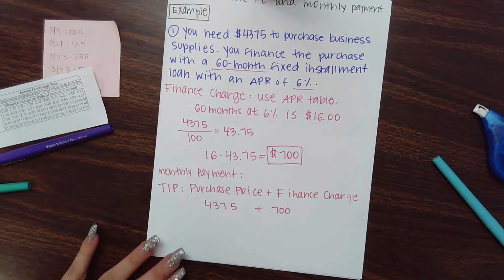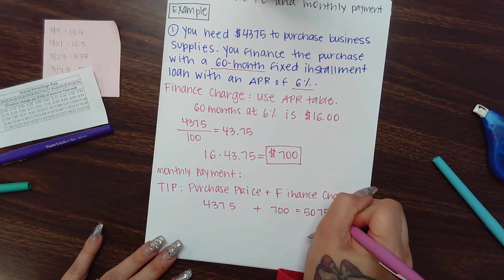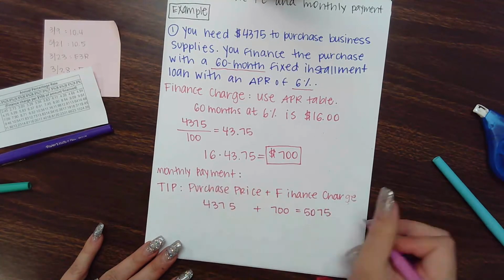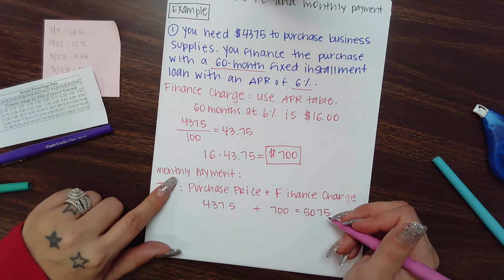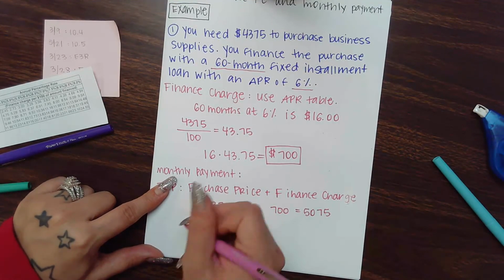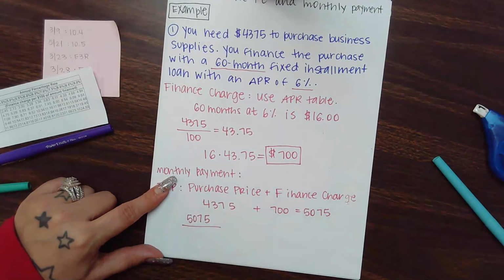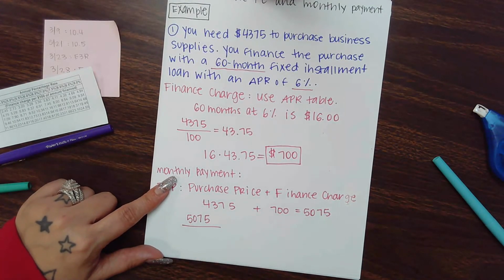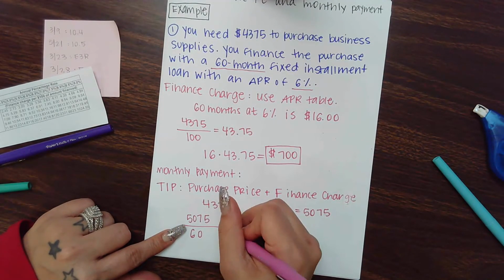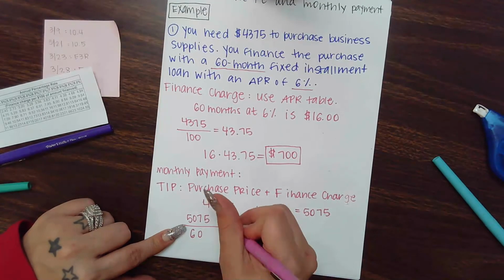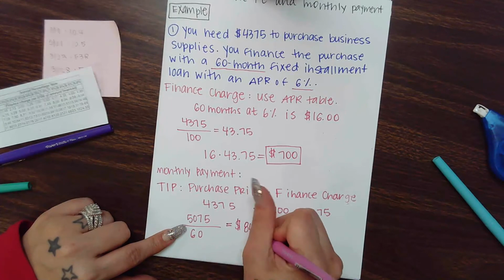And whenever I add this up, I get 5075. This is my total installment price, right? It wants me to find my monthly payment. So if you take everything you pay in the end of this finance agreement and you divide it by the number of monthly payments you're going to make, what you end up getting is what those actual monthly payments are.